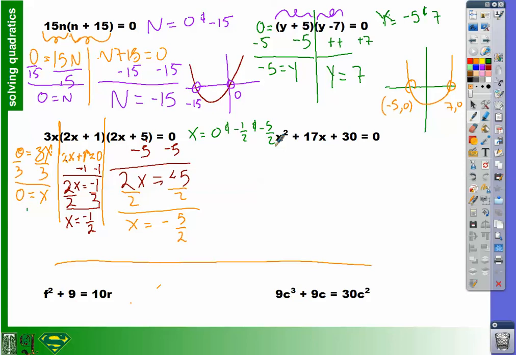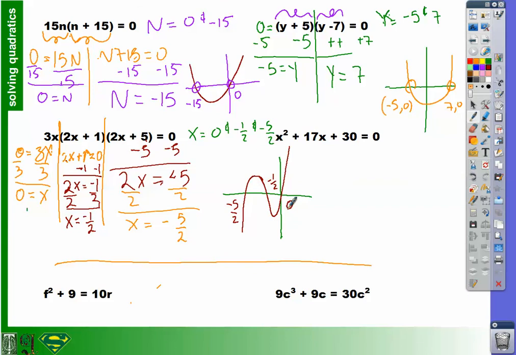So if I were to graph this, I would have a graph that would look like something like that, where this point here is negative 5 over 2. This point here would be negative 1/2, and this point here would be 0. So again, we're just looking for x-intercepts.